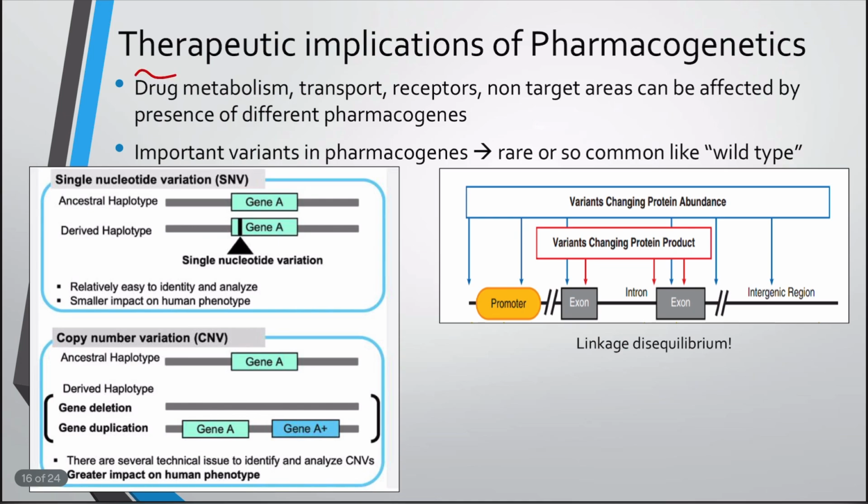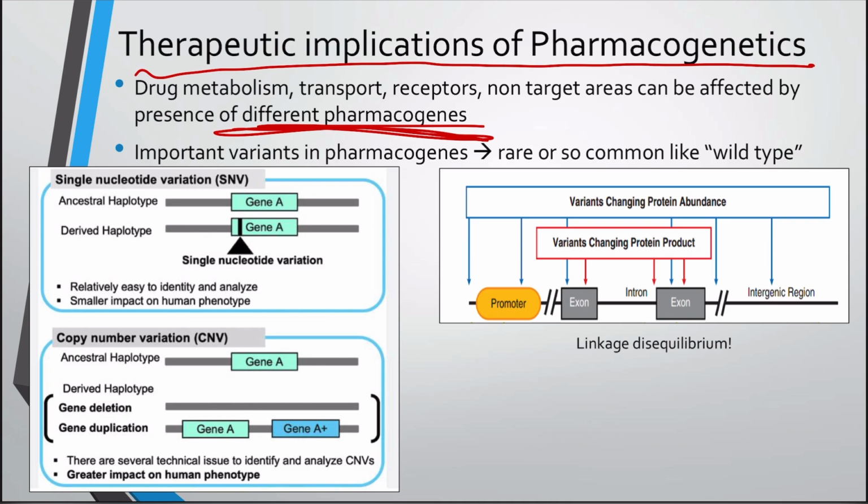Next, coming to the therapeutic implications of pharmacogenetics. Drug metabolism, drug transport, drug receptors, and the non-targeted areas can be affected by the presence of different pharmacogenes. This has already been described in the previous slides. Important variants in pharmacogenes can be so rare that they can be documented only in a single individual, and they can be so common that they are just like the wild type.